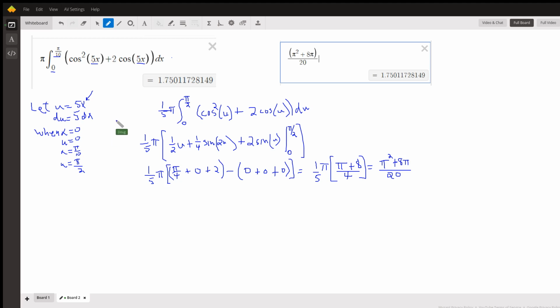So we're ready to do the u substitution. One way to picture this is, I need a 5 dx here to get du into the picture. So I need to put a 1/5 out front. And so here's what the definite integral looks like after u substitution. 1/5 pi, 0 to pi over 2, the new limits of integration. Cosine squared of u, 2 cosine of u.